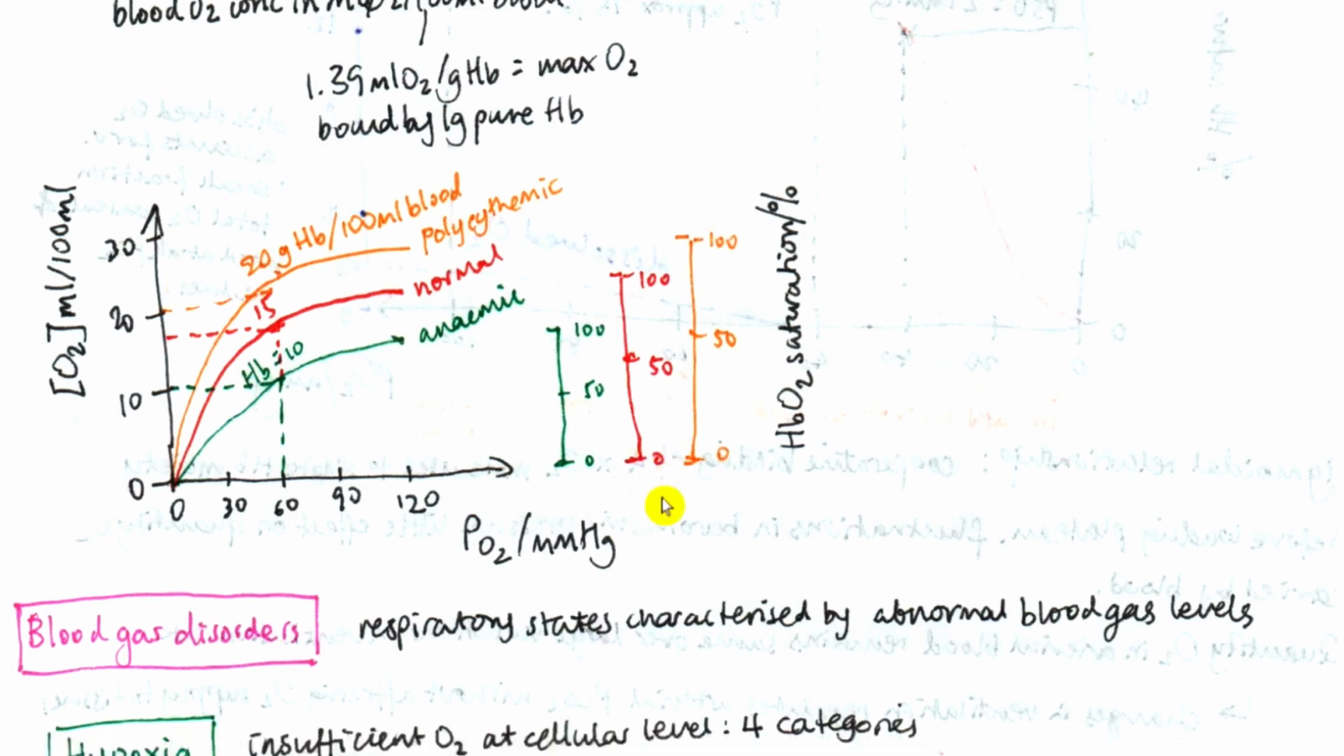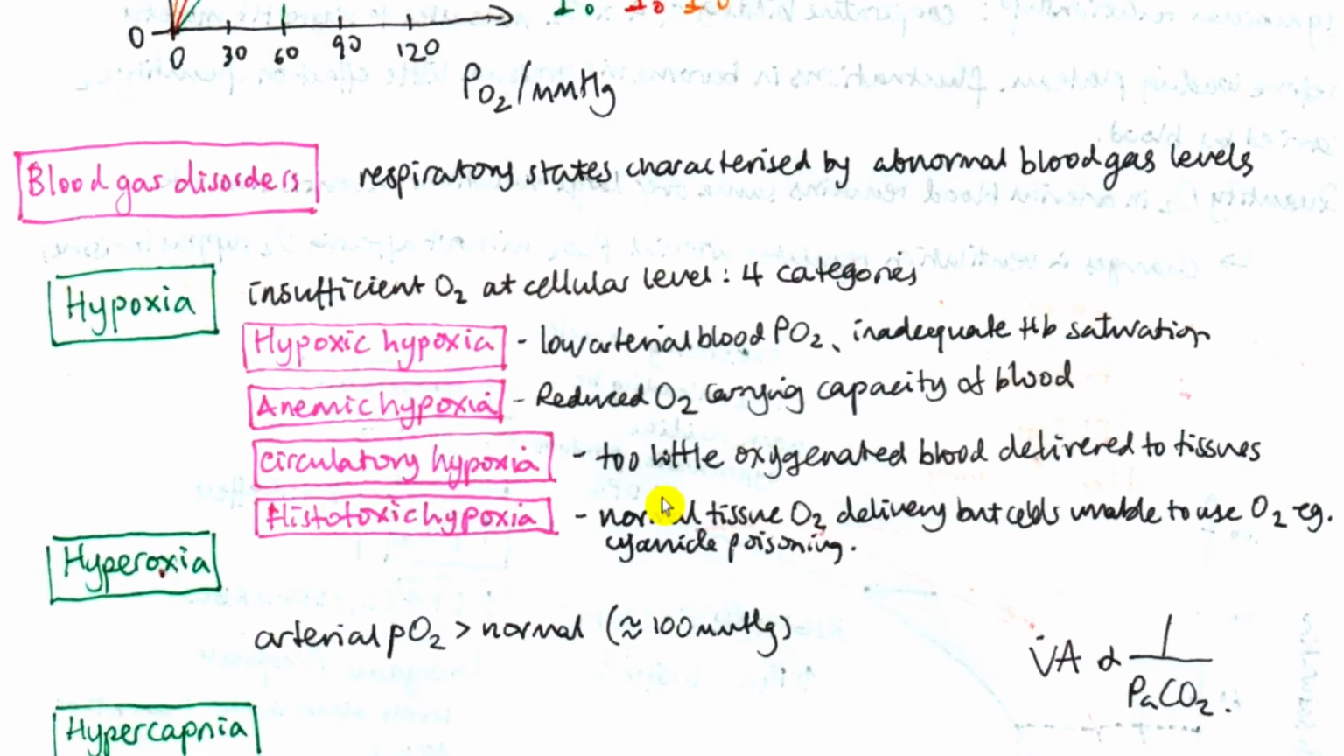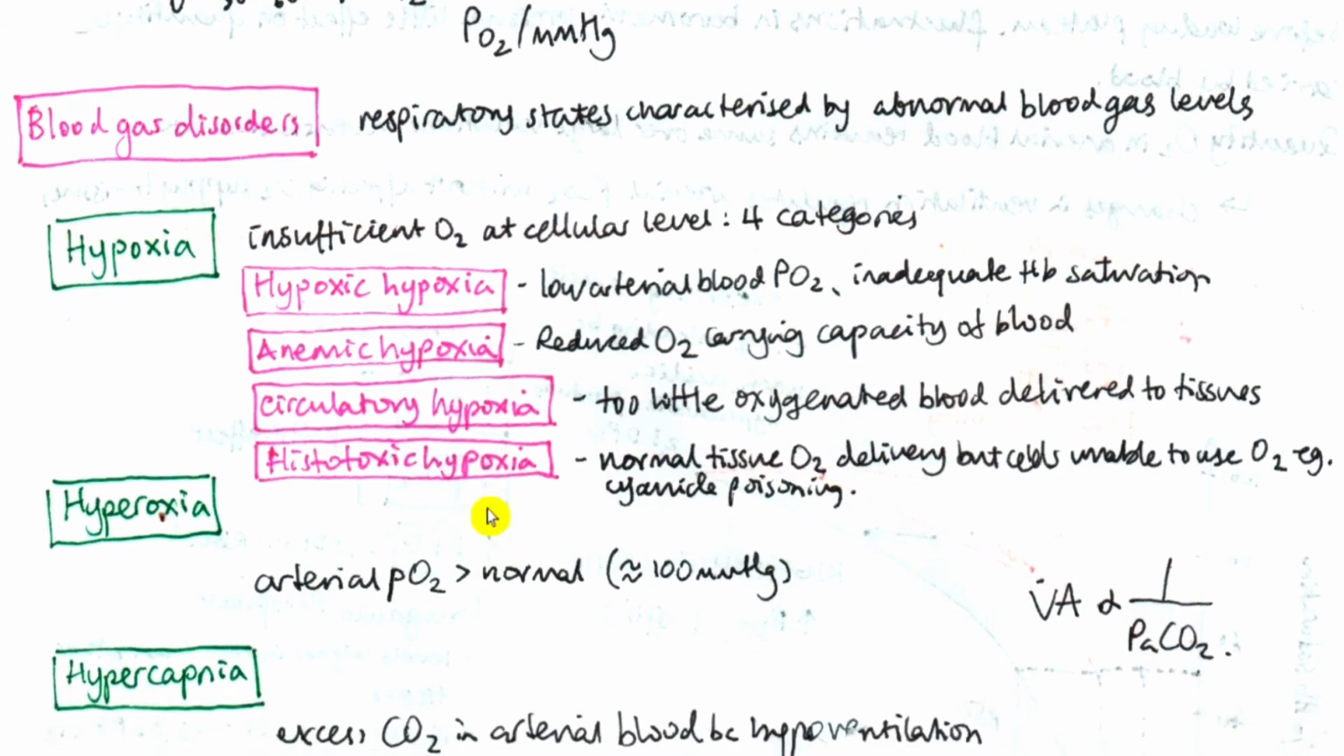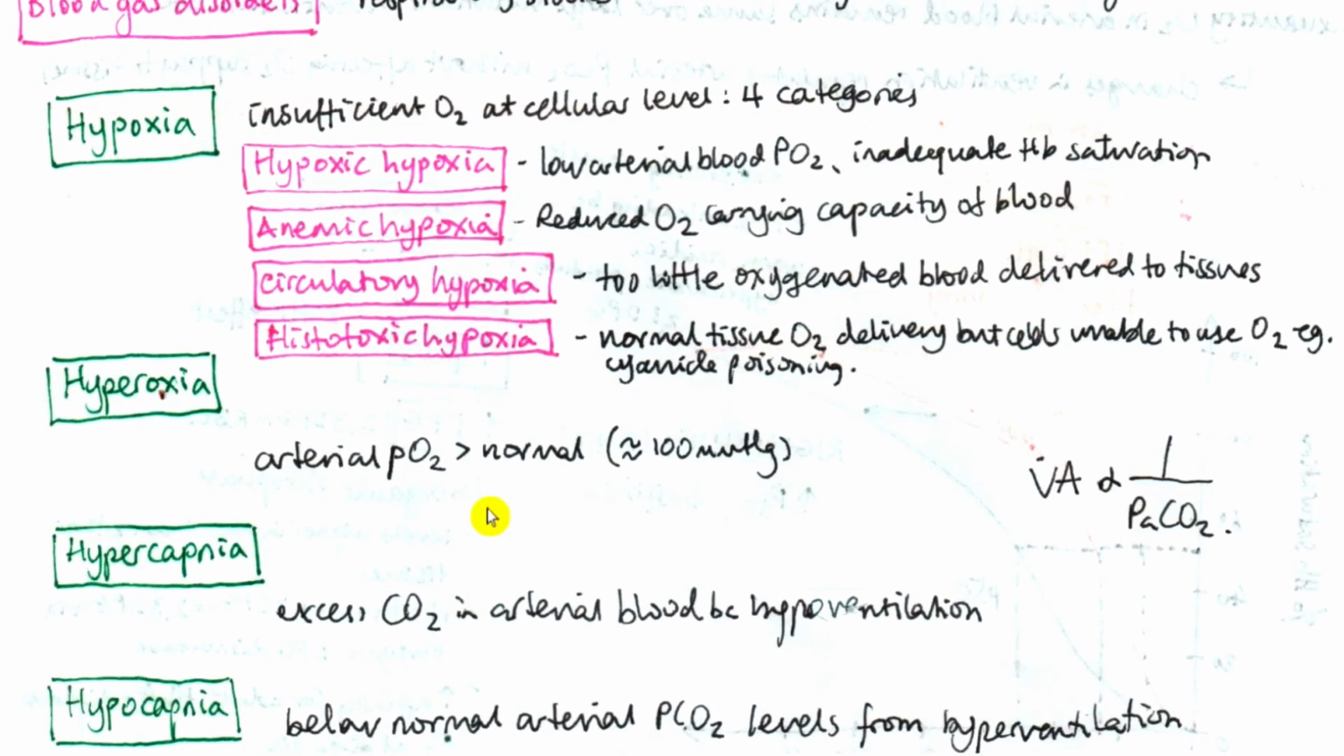Blood gas disorders are respiratory states characterized by abnormal blood gas levels. So you can have too high or too low oxygen or carbon dioxide. Now there's 4 main variations of this. So we have hypoxia, hyperoxia, hypercapnia, and hypocapnia. So hypoxia, low levels of oxygen in the blood. Hyperoxia, too high levels of oxygen. Hypercapnia, too high levels of carbon dioxide. And hypocapnia, too low levels of carbon dioxide.